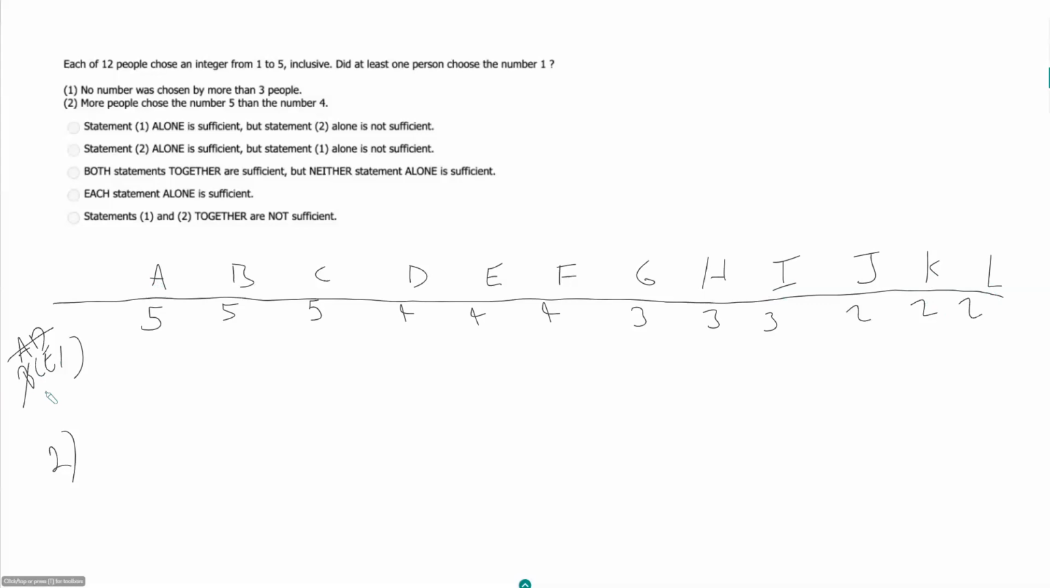But then together, remember what we were saying before, it looked like this was from statement 1, the only example where 1 couldn't be chosen. So now if we know that more people have to have chosen a 5 than a 4, and we already maxed out our 5s, then if we want to max out our 4s, at most we can have 2 4s. And so what's left for this person here? Well, they can't choose any number other than 1, it looks like. So together, C is sufficient. And it's sufficient to say yes.